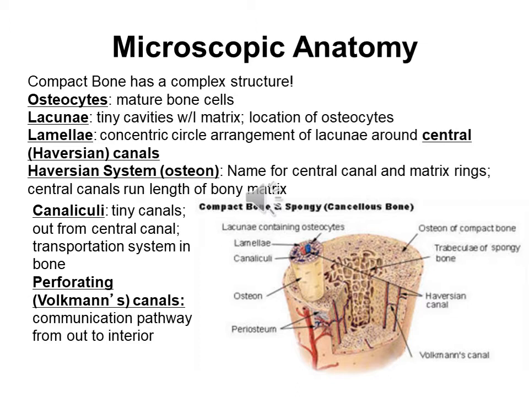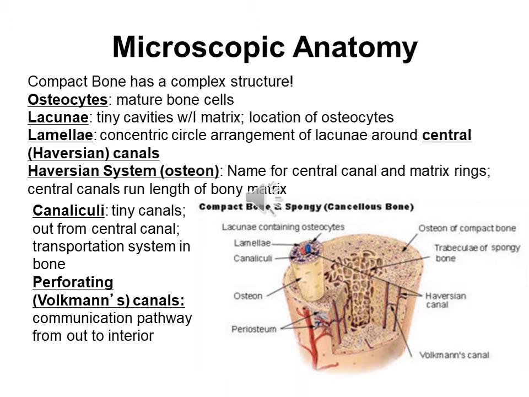And the central canal is going to run the length of the bony matrix. So you can see in the picture one osteon pulled up, and those osteons repeat throughout the structure of your compact bone. The very center there is your spongy bone, so don't stress about what's in the very center. We're really looking at this complex compact bone structure. So we have an osteon with a central canal, and the concentric rings that make that up are known as lamellae.